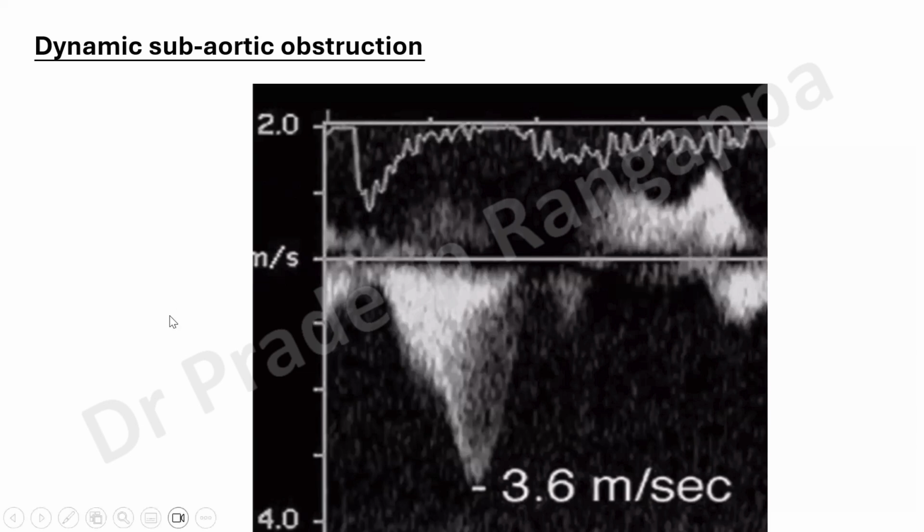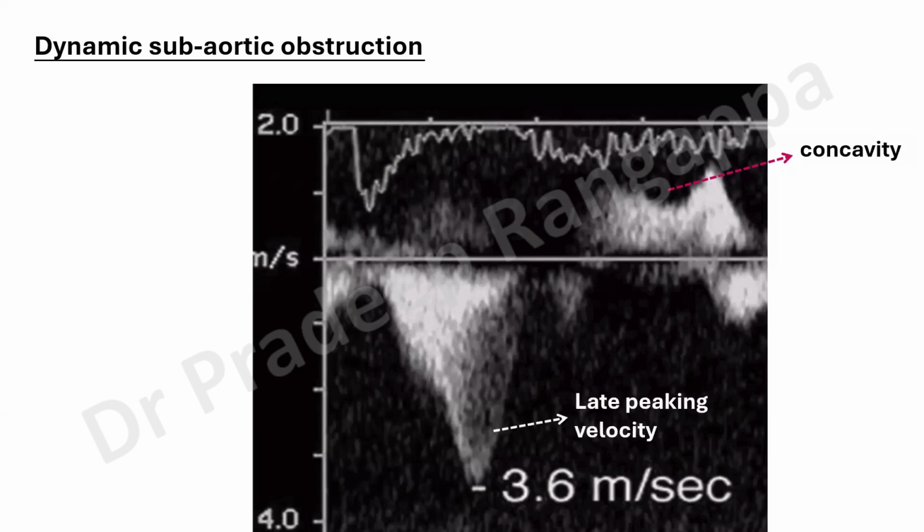When you need to ascertain there is subaortic obstruction, there is a concavity in the curve above. Usually this has to be convex. So if there is concavity, it will tell you there is subaortic obstruction. And this is a moderate aortic stenosis because your peak flow velocity is 3.6. So 3 to 4 is moderate, 2 to 3 is mild, and more than 4 is severe aortic stenosis. And in subaortic obstruction, there is late peaking of this velocity that tends to happen.